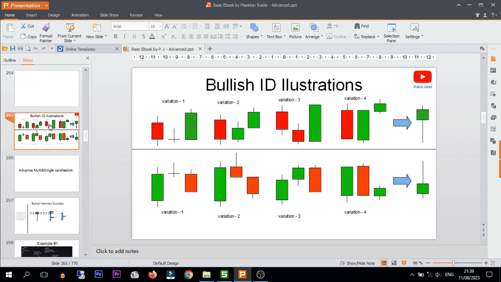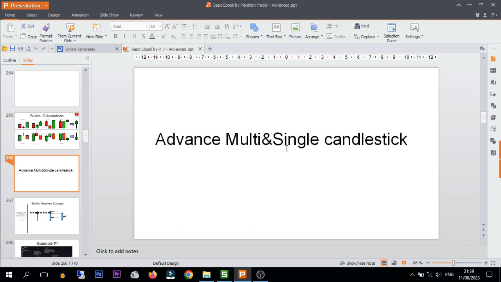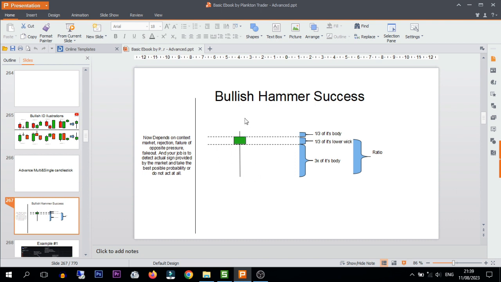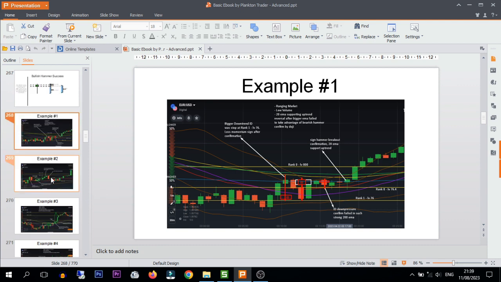You can go by your own. This is again the bullish illustration, which is the hammer and the shooting star. And now we are entering the multi and the single candlestick. I mean the single candlestick that can be read by multiple candles. Here was a 5 minute time frame. So if we move to 1 minute, we know what is forming this kind of hammer, and we can take the best probability in the next 5 candlesticks. And this is along with the example.